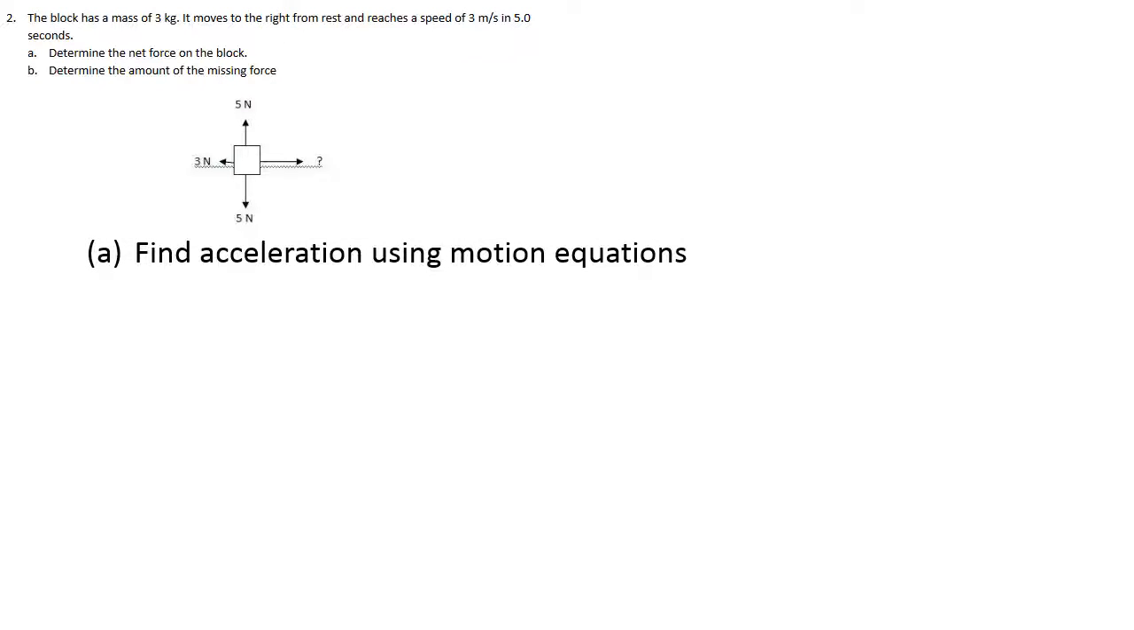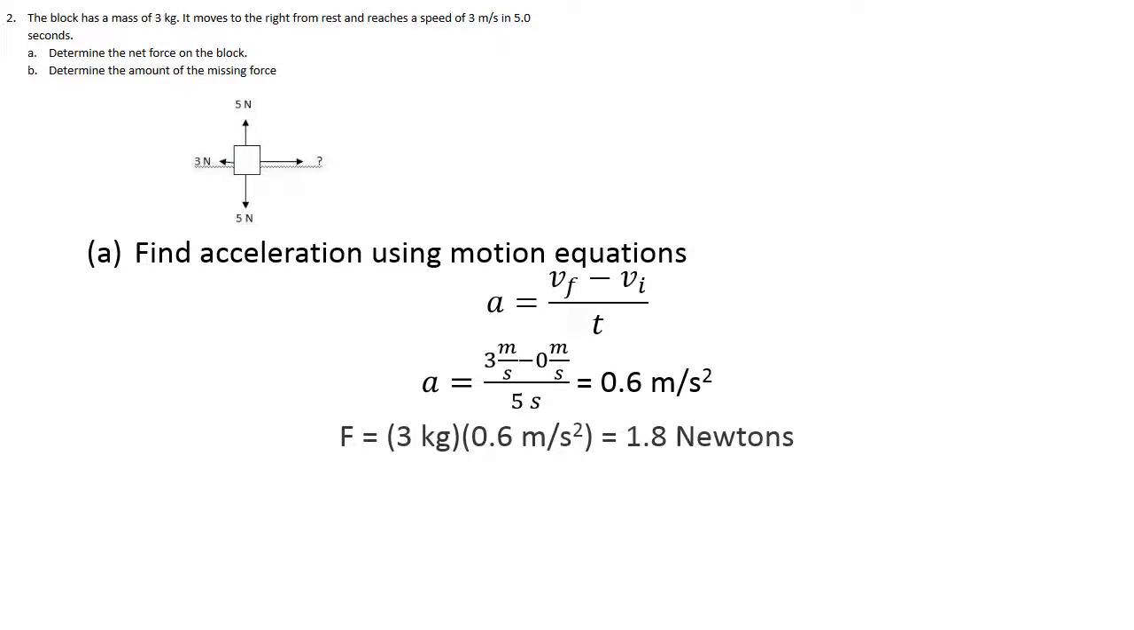Like I said, we find it using the motion equations. Well, I'm lucky I have the initial and the final velocities and the time, so I'm able to use a equals final velocity minus initial velocity over time. I sub in my information. I use a equals final velocity is 3 meters per second, my initial velocity is 0 meters per second, divided by 5. 3 minus 0 is 3, divided by 5 gives me 0.6 meters per second squared. I can solve for the net force by taking 3 kilograms times 0.6 meters per second squared. My net force is 1.8 newtons.